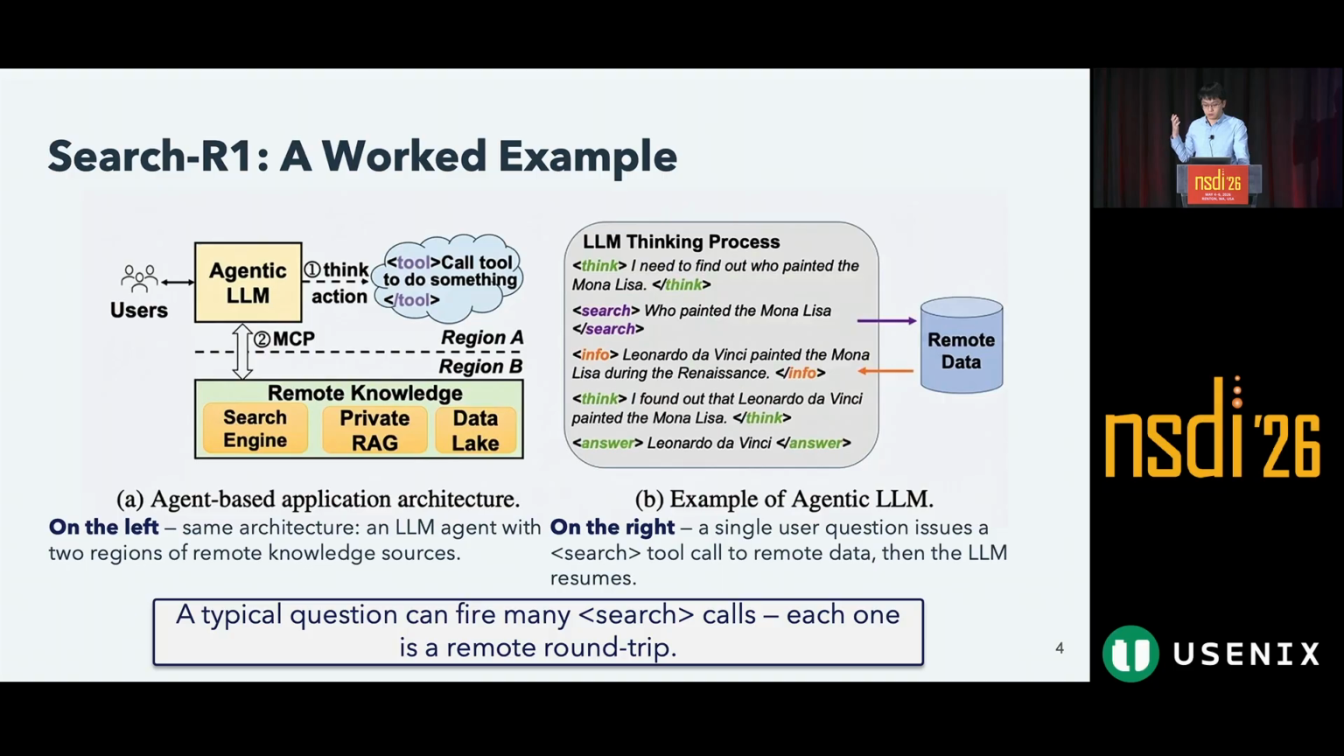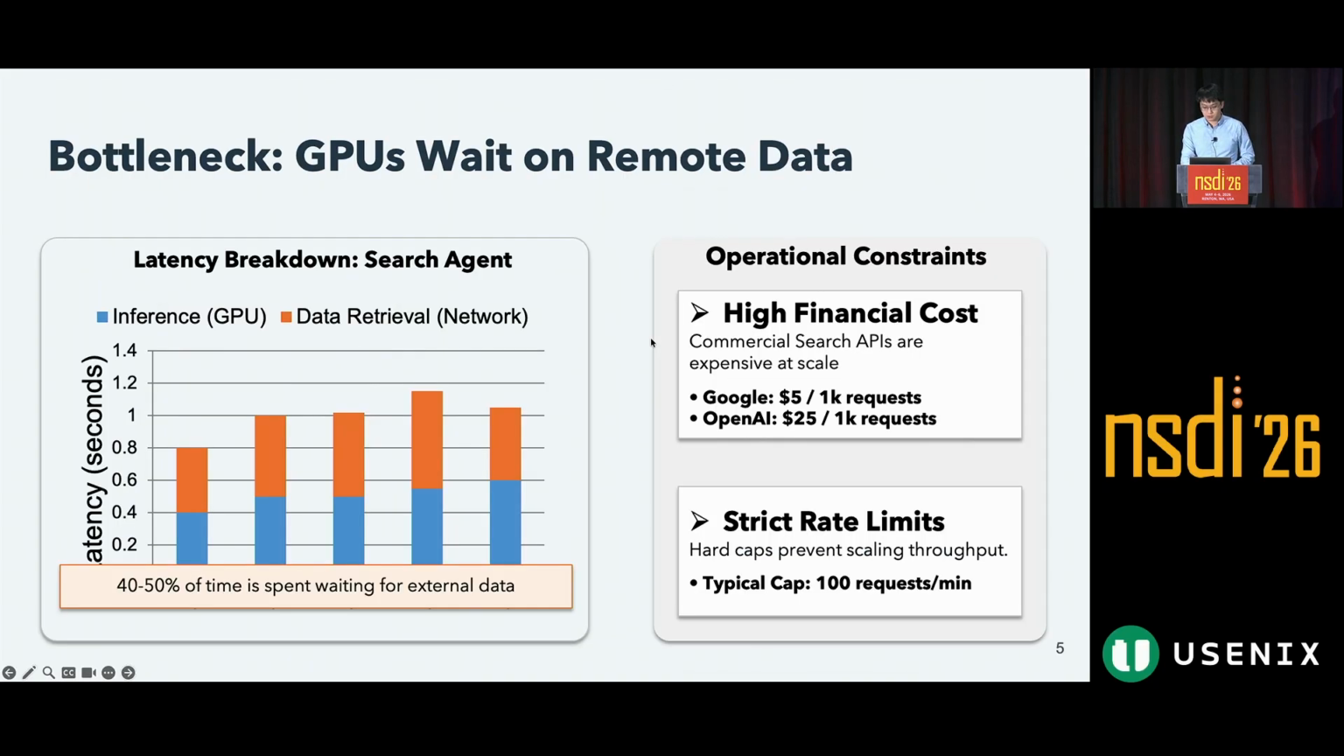Now we know what the loop looks like. Let's see what it actually costs. In a typical search agent like Search-R1, the GPU sits idle around 40 to 50% of the wall-clock time, just waiting for data. In other words, you are paying $1.49 per hour to do nothing. Data fetches themselves cost real money: $5 per 1,000 requests for Google, and $25 per 1,000 for OpenAI's web search API.